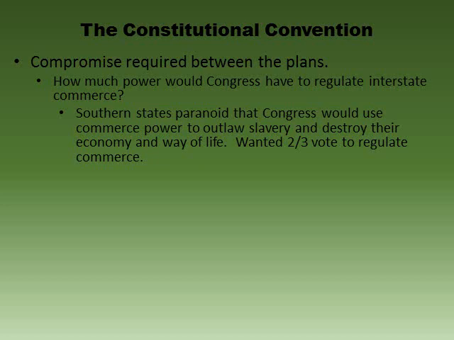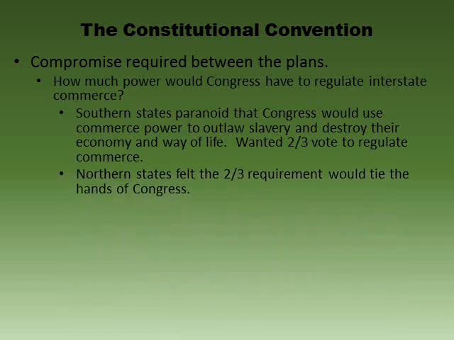And so they wanted Congress to have a 2/3 vote before they could regulate interstate commerce. What they thought that would assure is that the population in the South was lower than that in the North. And what they didn't want to have happen was the northern states gain a majority of votes in Congress and use that power to outlaw slavery. And so this 2/3 vote, they thought, would protect them from that, because they thought they would always have more than 1/3 of the votes in Congress, and so they could block anything that would threaten slavery. And so that's what the southern states wanted.